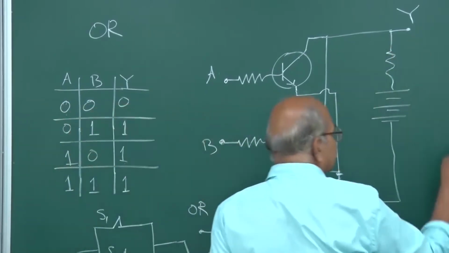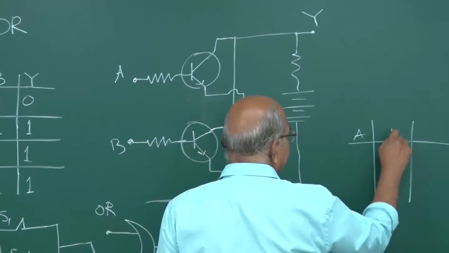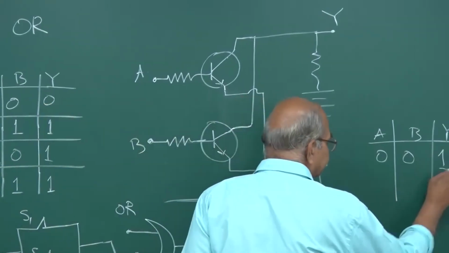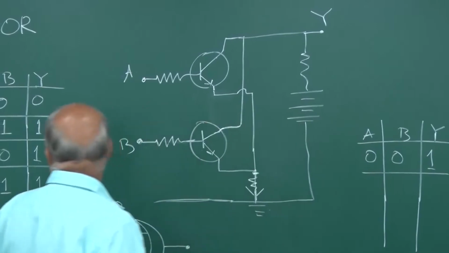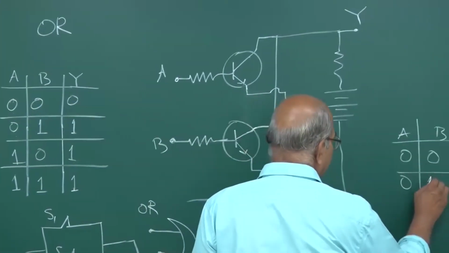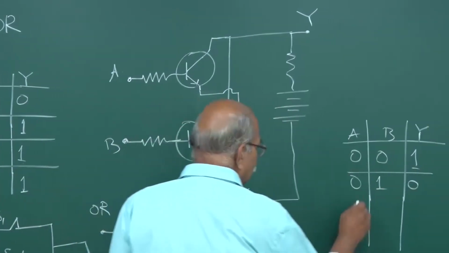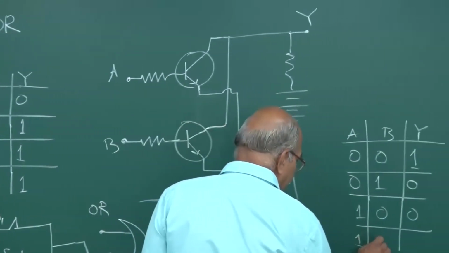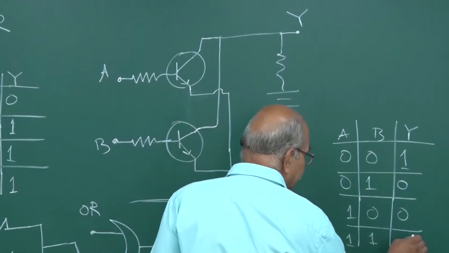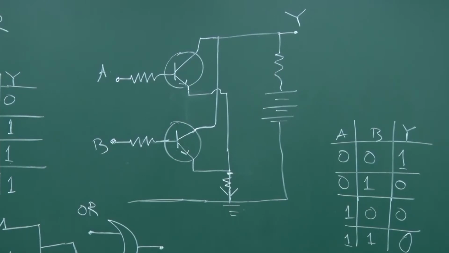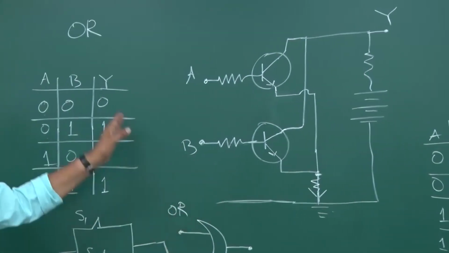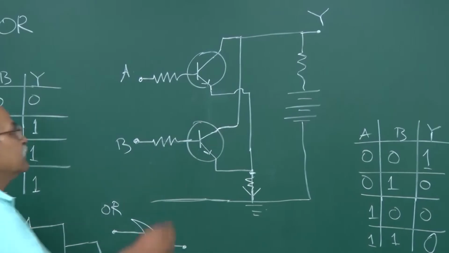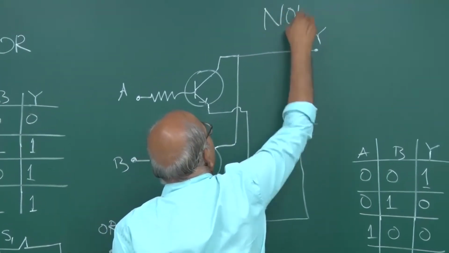If I take the output from here, then the truth table will be A B Y. If I take it 0 0, here 0 0 was 0, here 0 0 will be 1. Then here 0 1 was 1, so here 0 1 will be 0. 1 0 was 1, so 1 0 will be 0. And 1 1 was 1, so 1 1 will be 0. So wherever there was 1, it becomes 0. Wherever there was 0 in the output, that becomes 1. So it is not of this, and this is known as NOR gate.